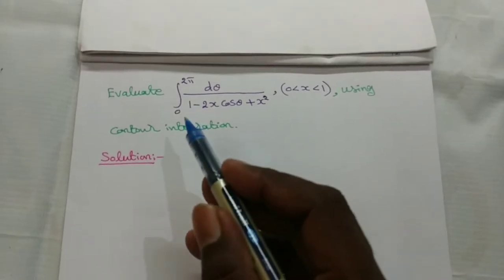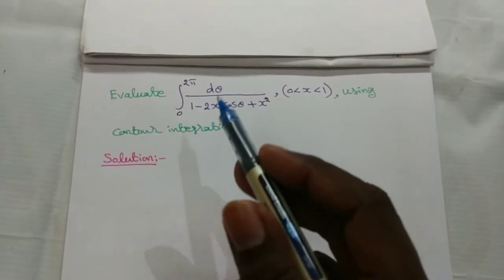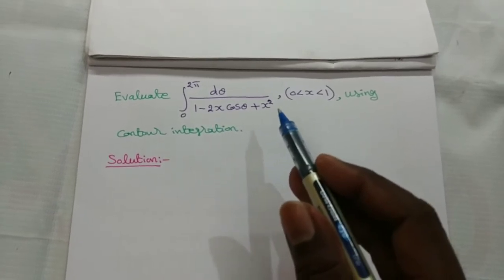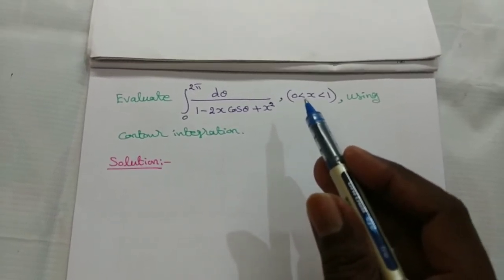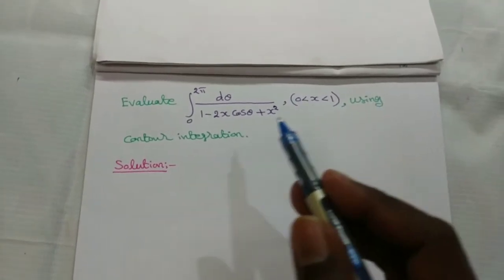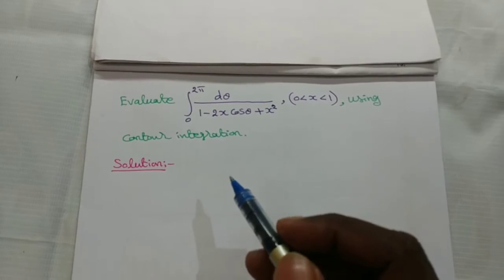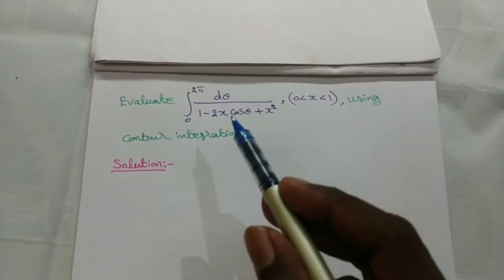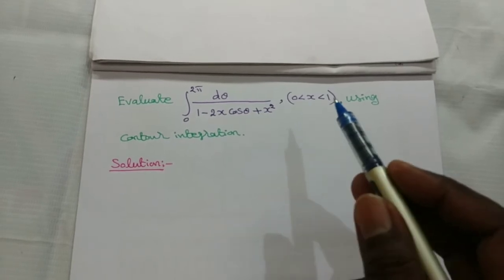Evaluate the integral from 0 to 2π of dθ divided by 1 minus 2x cos θ plus x², such that 0 < x < 1, using contour integration. So using contour integration we have to evaluate this, where x is between 0 and 1.